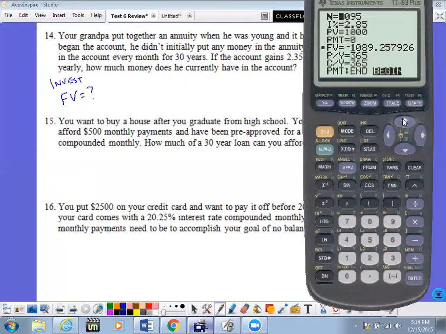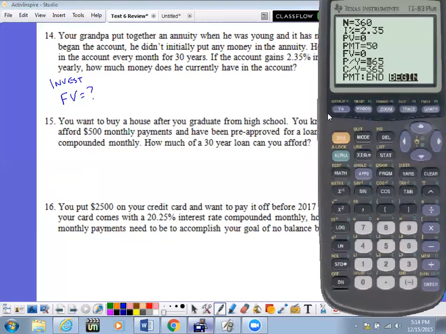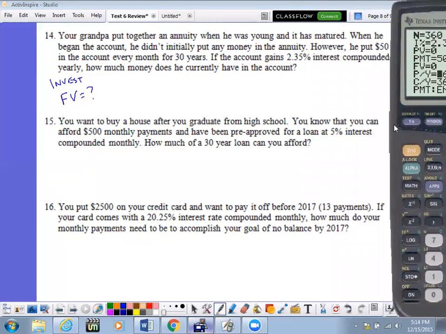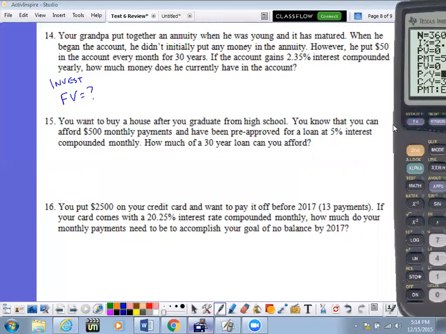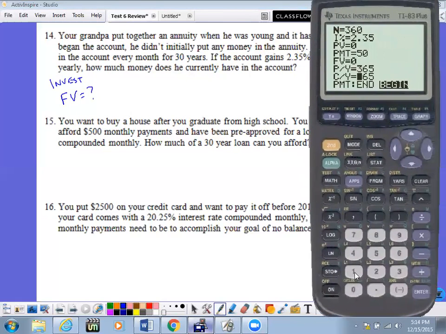So your N is going to be 30 years times, it said he made monthly payments. Your interest rate was 2.35%. He didn't start with anything, so his present value was 0, but it did say he put $50 in. It's a positive payment because it's an investment. We're going to solve for your future value in a second. I'm going to put a placeholder right there. And then it said, what else? Interest was compounded yearly. So your compounding periods are 1, and he made 12 monthly payments. And you're solving for the future value.